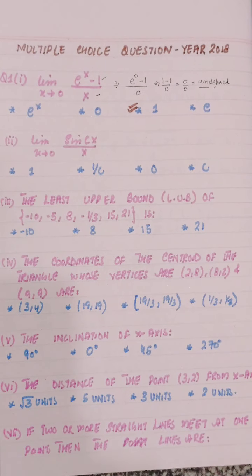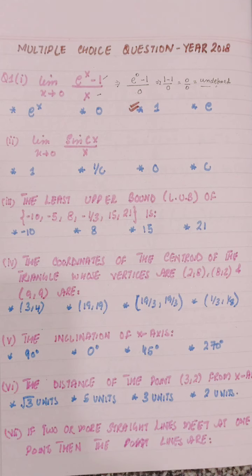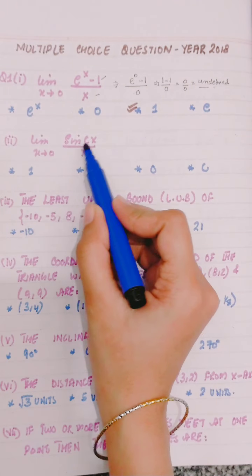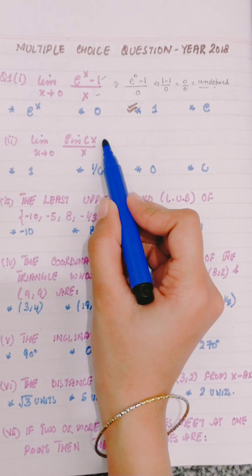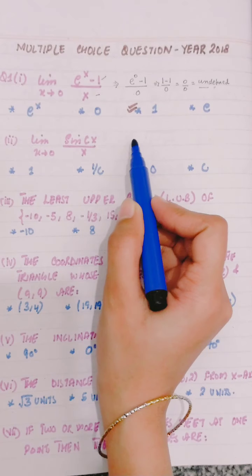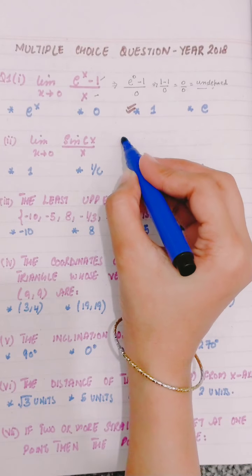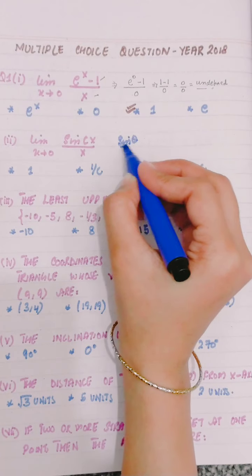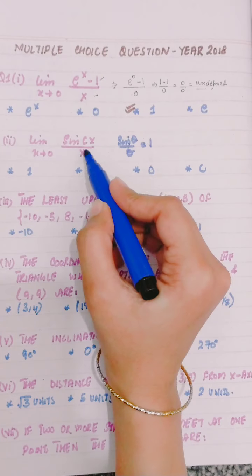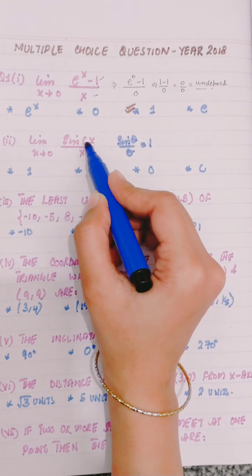Now in part 2, limit x tends to 0 sine cx over x, we have to find that. And similarly, if we put x equal to 0 in this, the answer will be 0 over 0, that is undefined. So what we do, we know that sine theta over theta is 1, so we make the denominator cx.